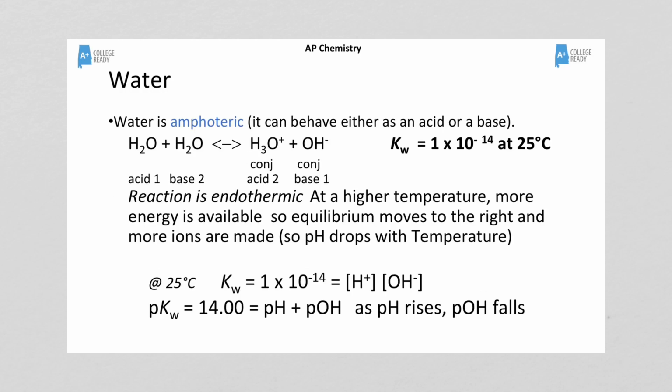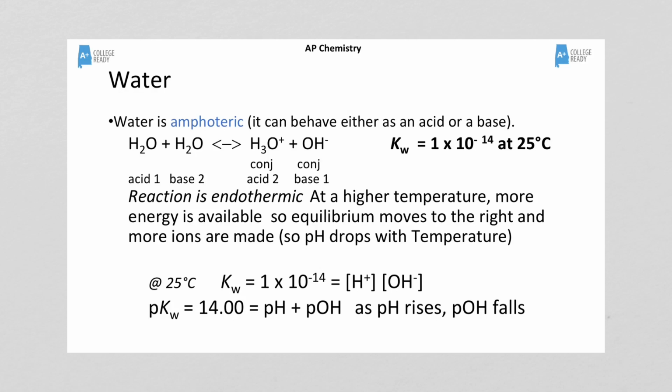Now, water is amphoteric, and there are other substances that are as well. Really, the definition of that is that it's a substance that can either act as an acid or a base. So water could gain an H plus and form the hydronium ion, which means it's acting as a base, or water could lose an H plus and form the hydroxide ion, which means it's acting as an acid. So it can do both things.